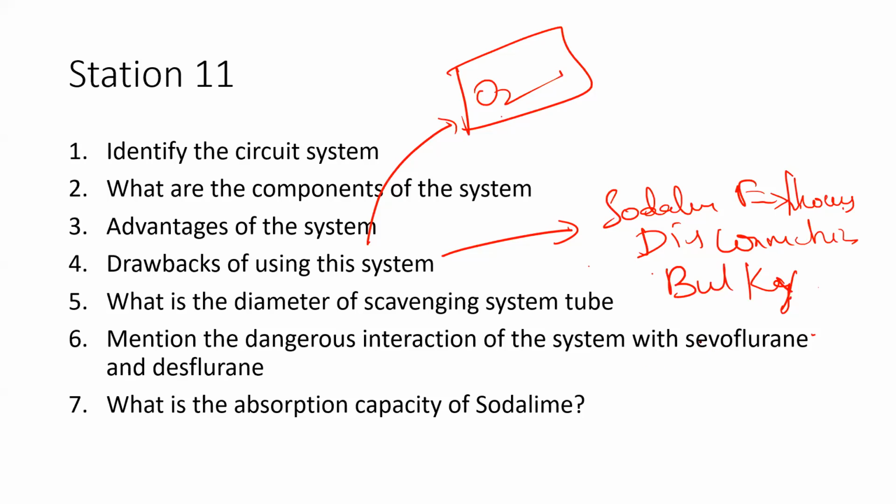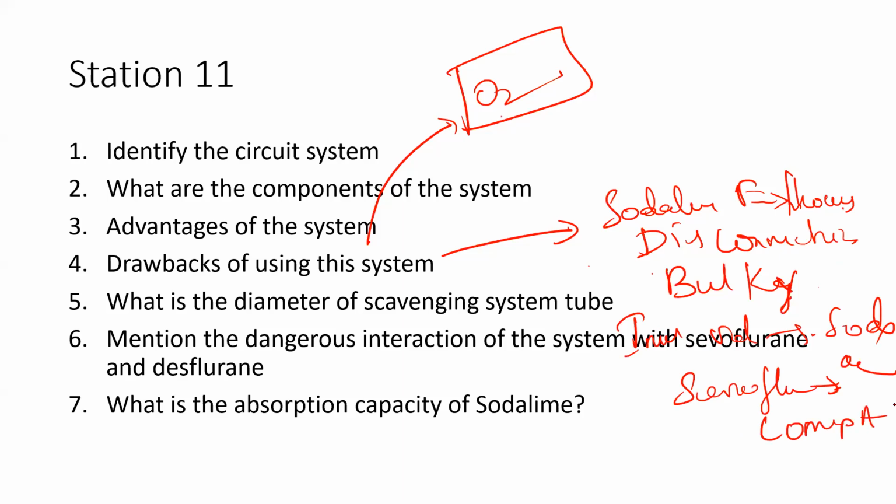Okay, the most important disadvantages: it is bulky, it can get disconnected, soda lime exhaustion. Then the main thing is interaction of volatile anesthetics with the soda lime. So with sevoflurane, what is the major complication you develop? Compound A. Okay, compound A can be produced because of interaction of sevoflurane with soda lime. And with desflurane, what can you develop? Carbon monoxide. Carbon monoxide poisoning. Okay, carbon monoxide can get generated with desflurane. So this interaction of volatile anesthetics with soda lime can be one of the other complications of using a circle system.